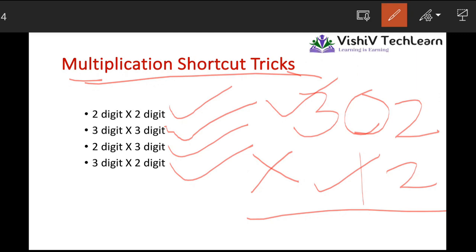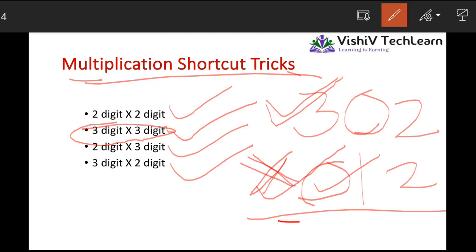technique here by simply assuming 0 in place of the third digit of 12. So once we do this, now this has 3 digits and the second figure also has 3 digits. So we can use this 3-digit into 3-digit technique to find out the multiplication of these 302 into 12, and we will get the answer. Okay.